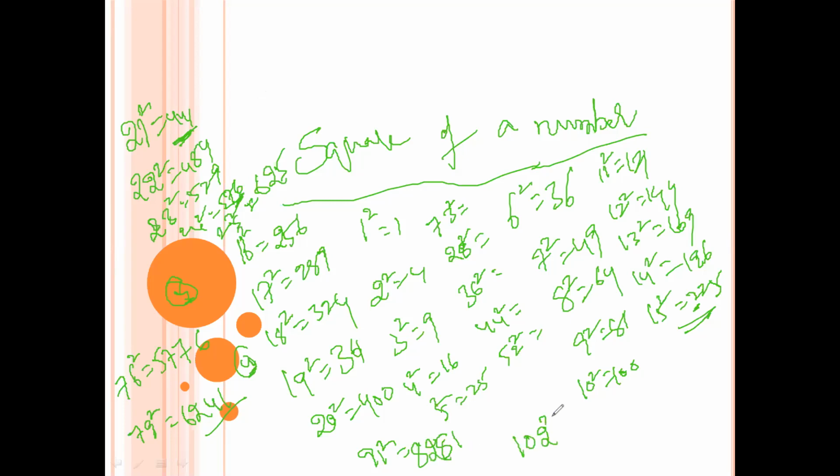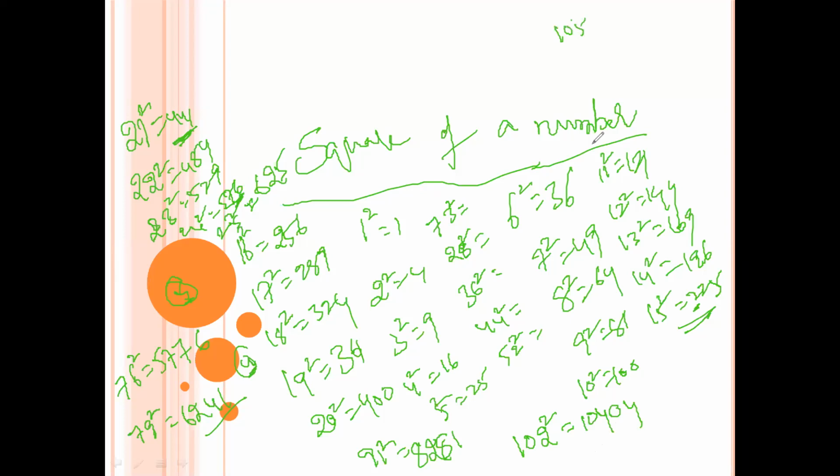102 square. So compare with 100. 102 minus 100 is 2. 2 square is 4, which means 04. The difference is 2. Double the 2, 2 times 2 is 4. 4 is added to 100. 100 plus 4 is 104. So 10404.